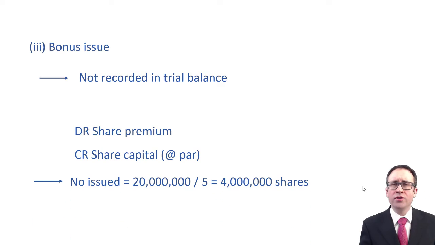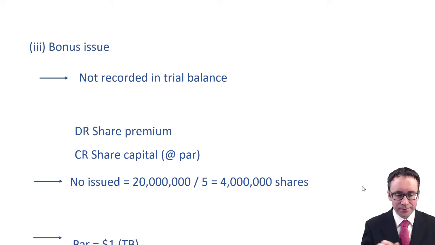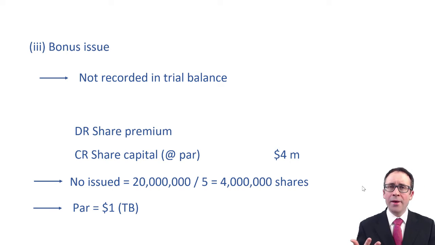So I need to look at the number of shares that are issued to apply that $1 par. So there are 20 million of them in issue. It was a 1 for 5. So divide by 5, multiplied by 1. There are 4 million shares that have been issued. Par value is $1, which I can take from the TB. So I need to credit share capital. Is it there with the 4 million? Okay, so 4,000. The natural entry is just a debit share premium with the same 4 million.